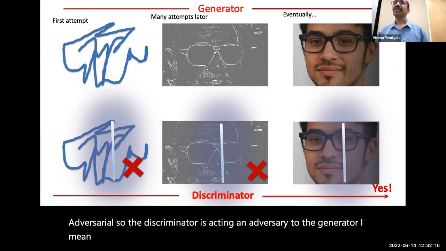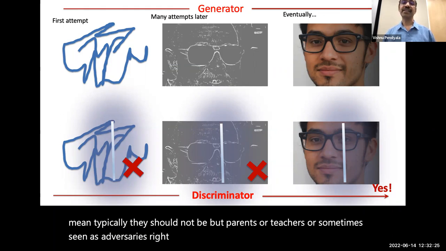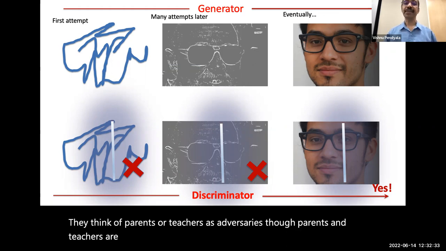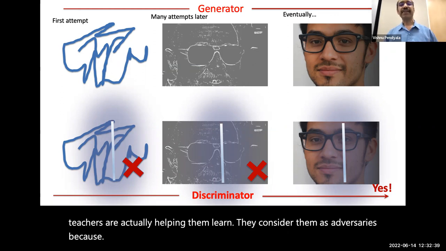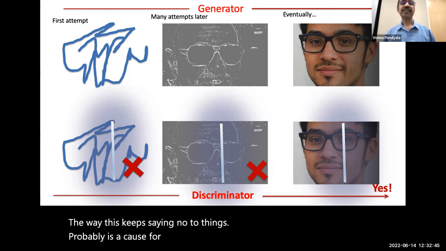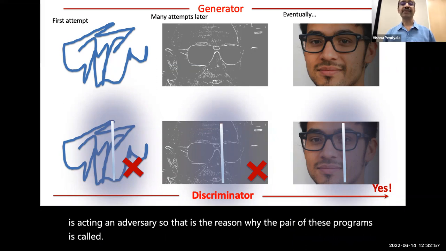I mean, typically they should not be, but parents or teachers are sometimes seen as adversaries, right? Playful students, playful kids, think of parents or teachers as adversaries, though parents and teachers are actually helping them learn. They consider them as adversaries because the way this keeps saying no to things probably is a cause for that. So same thing is happening here. Discriminator is acting like an adversary. So that is the reason why the pair of these programs is called generative adversarial network.